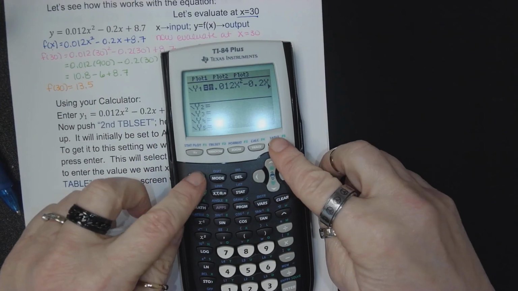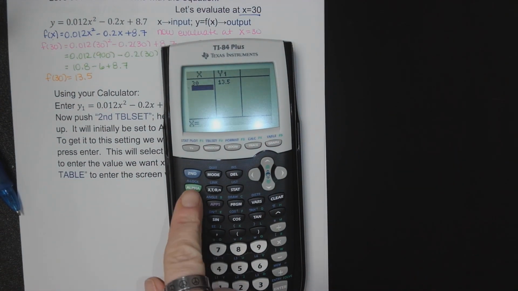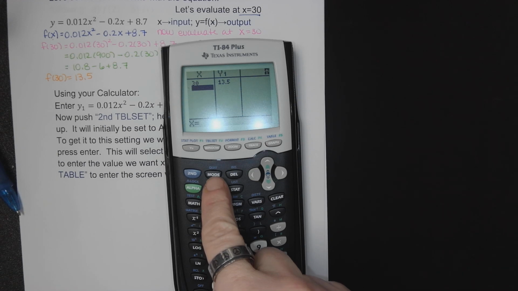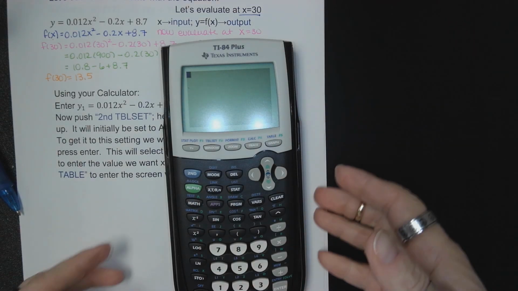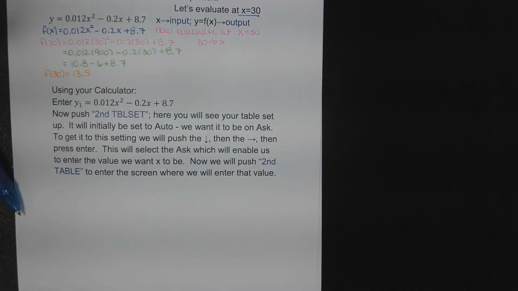Oh, and to get out of that mode, let's see. So you're in this. To get out of that, just hit second and then mode, and that's second quit, and it'll take you out of that, and then you're back in your normal calculator screen. Okay? Right on.